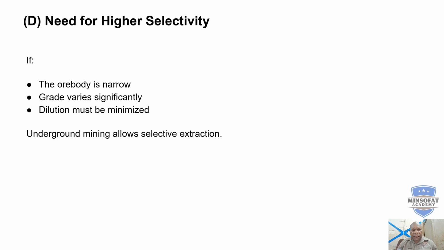The last and final factor is the need for higher selectivity. If the ore body is narrow, the grade varies significantly, and dilution must be minimized, then underground mining allows selective extraction, and that should be the option to consider. When such scenarios or situations present, then the option of underground mining must be considered.